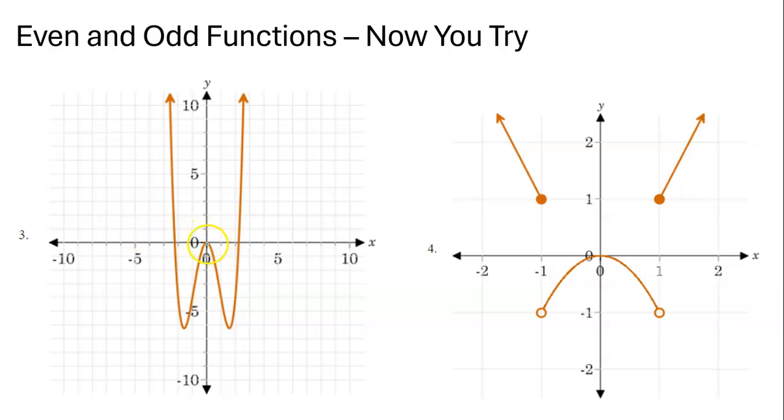Okay, this one is symmetric about the y-axis. If I took my mirror here, if I could cut it here and fold it over, it would line up with each other. So this is going to be even.